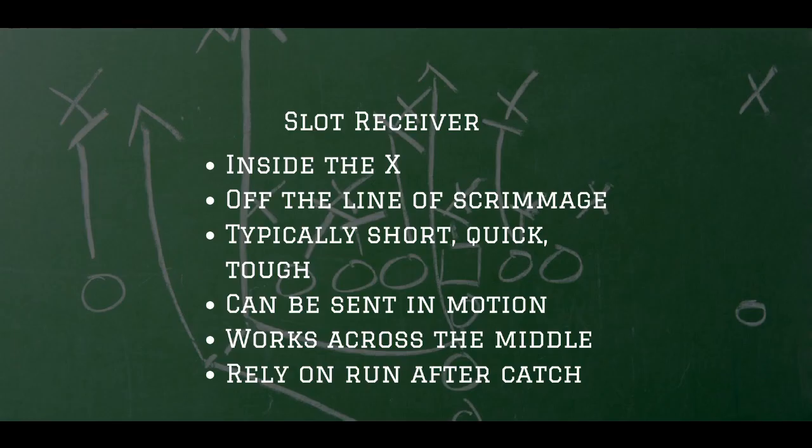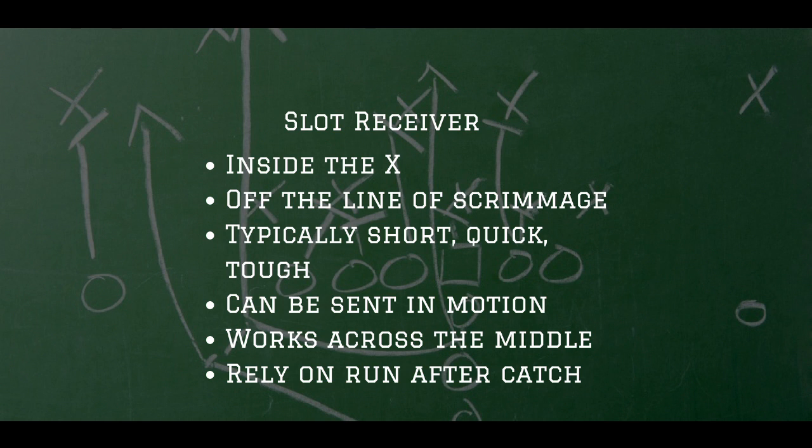So now we're going to be talking about the slot receiver, which has become a more and more prominent position in the NFL in recent years. They line up inside the X receiver, off the line of scrimmage, just like that Z receiver does. They're typically the shortest, smallest, fastest receiver, but they do have to be pretty tough. They're sent in motion. They're sent across the middle. They're working on short passes. They can be sent out long, on deep routes.